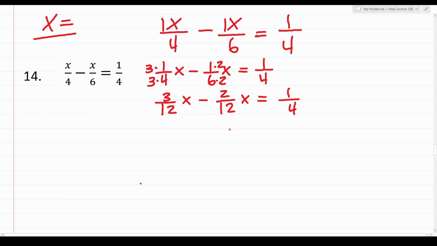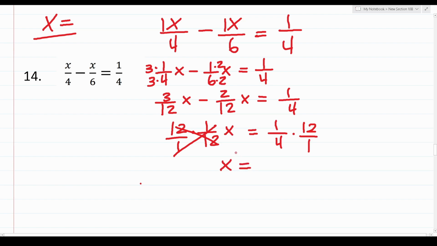All right, now that these like terms have the same fractions as coefficients, we can simply subtract this. 3/12 minus 2/12 is 1/12 x equals 1/4. All right, and now we just got to get rid of this 1/12 in front of this x. And to do that, we're going to multiply both sides by 12/1. This crosses out here and here, leaving you with just x.